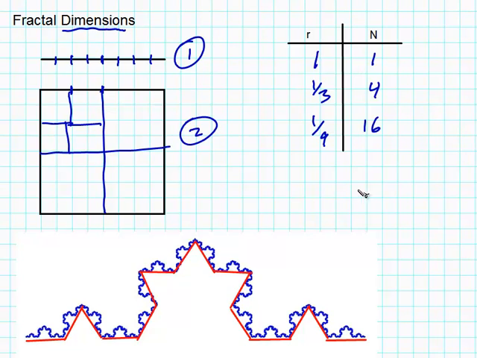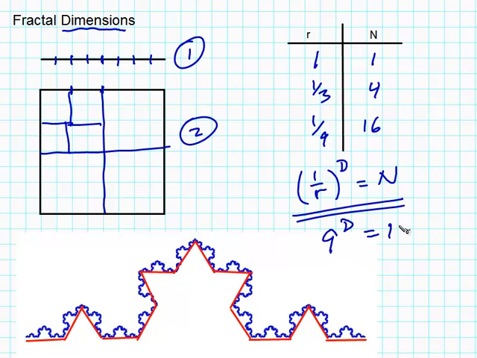Using our previous figures as a guide, let's look at 1 over r and raise that to some power and get n over here. This is going to be our formula for dimension. How do we find the d that will take the reciprocal of this? In other words, how do I take a 9 to some power and come up with 16? Well, I think you realize you have to solve this with logarithms.